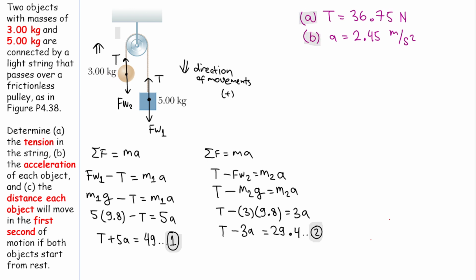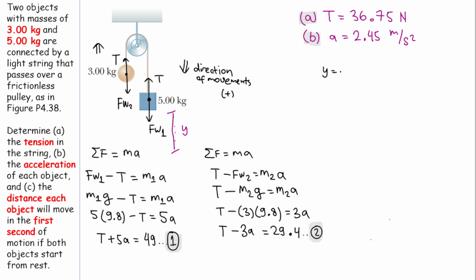And then C, the distance each object will move in the first second of motion if both objects start from rest. Okay, so how far does it move, right? So we have this distance here. Let's name this as y. It should be the same, right? Because they have the same acceleration and they are moving together. And then let's calculate that y here.